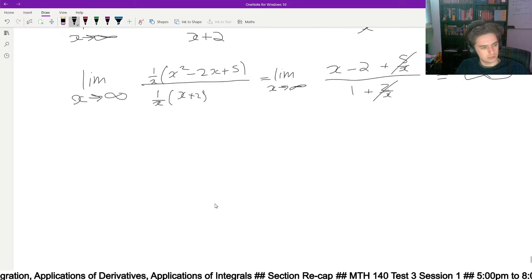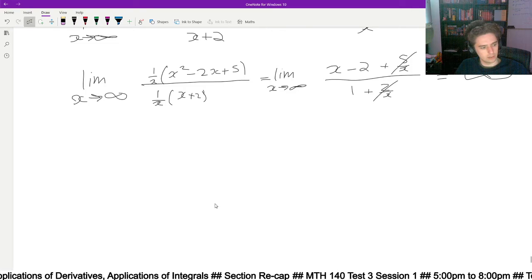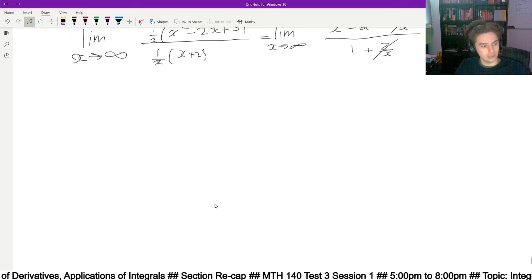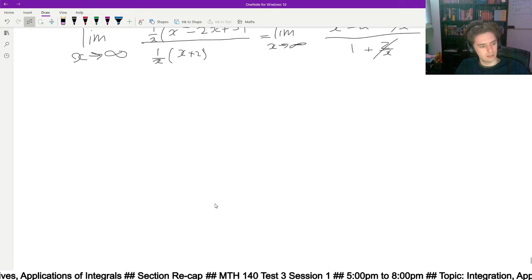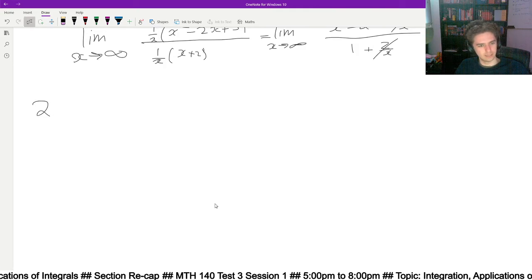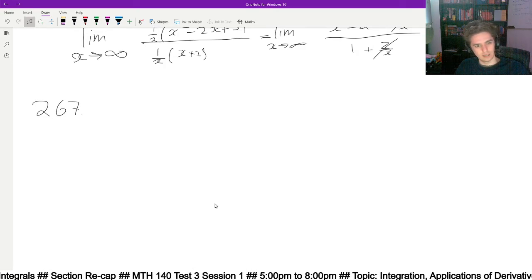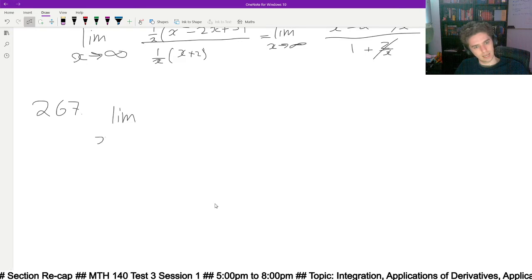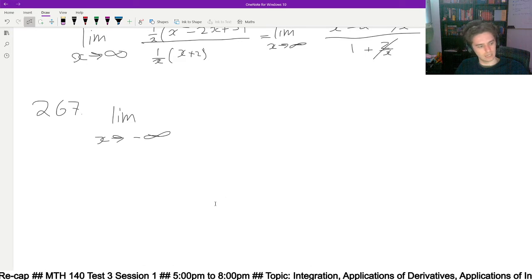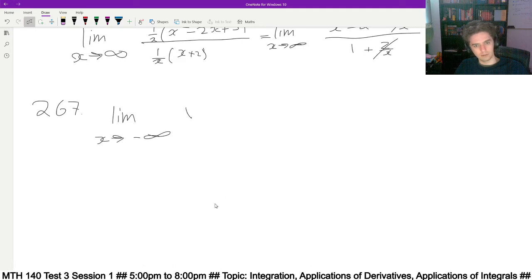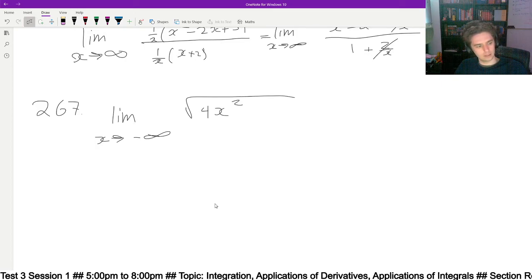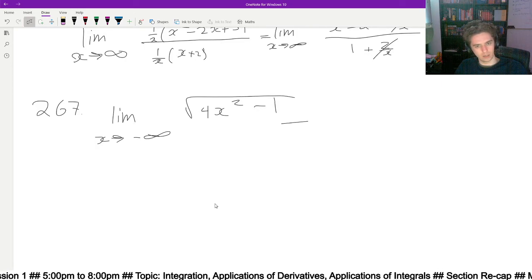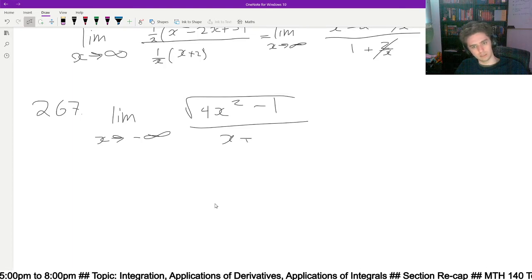Okay, so 265 is maybe another good example of this. Or maybe let's do 260. Yeah, 267 was actually good, because this is one I had trouble with and James helped me. So 267 is the limit as x goes to negative infinity of the square root of 4x squared minus 1 over x plus 2.